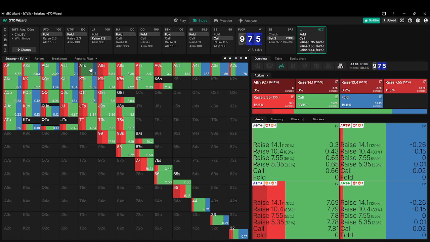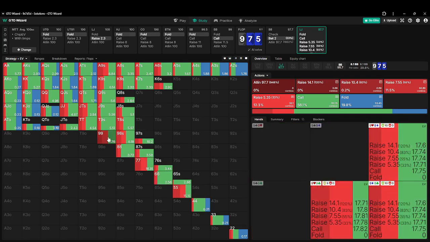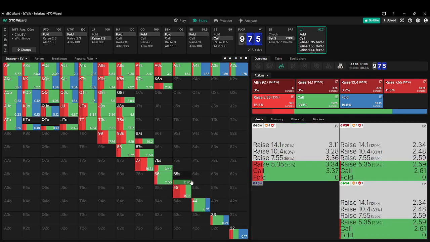And at this point, you can see there aren't really that many hands that are raising the majority of the time. Only really the sets, like the 9s, 7s, 5s, are raising more often than any other action. And also we're seeing the sizing of either a small raise or a mid raise of close to the current pot of 7.55.